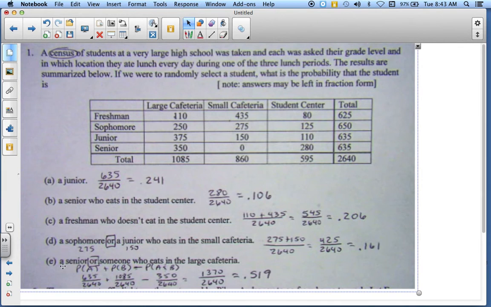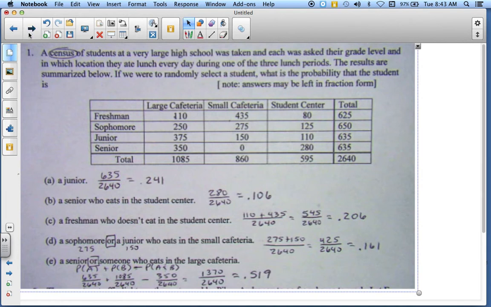On E, this is your addition rule. Probability of A, that's your senior, or someone who eats in the large cafeteria. So it's either one or the other. The probability of a senior is 635 over 2640. Someone who eats in the large cafeteria is 1085 over 2640. Subtract the intersection, and you get 1370 over 2640, which is 0.519.